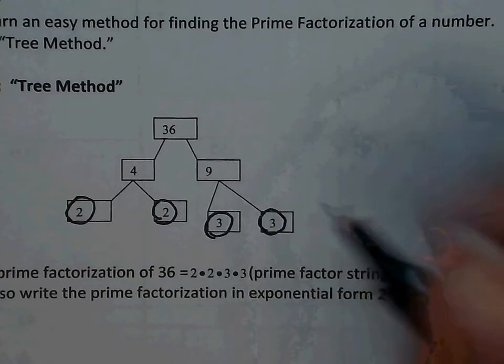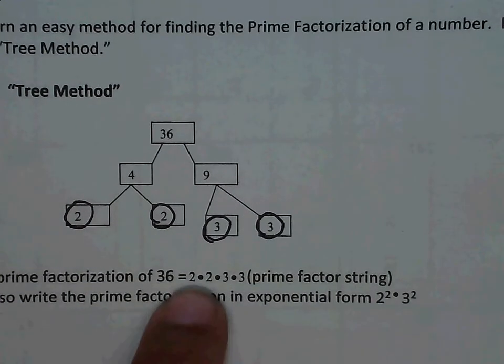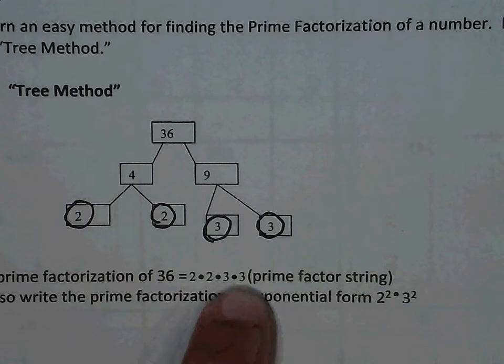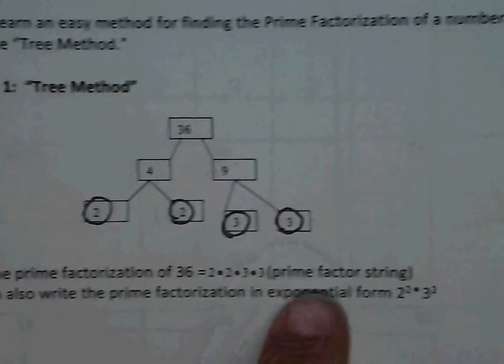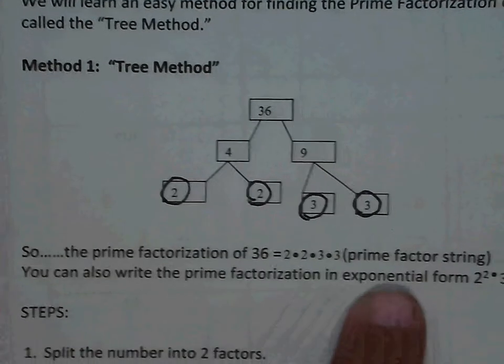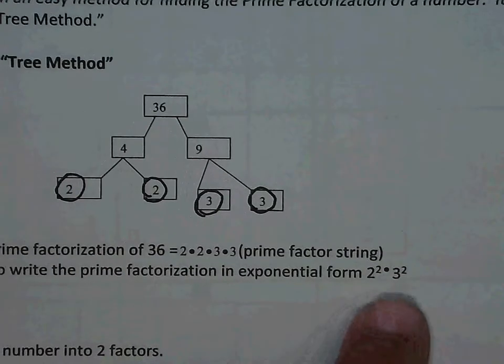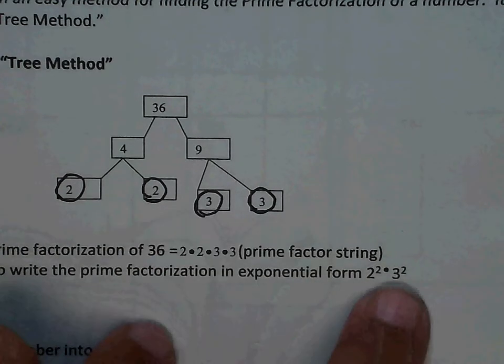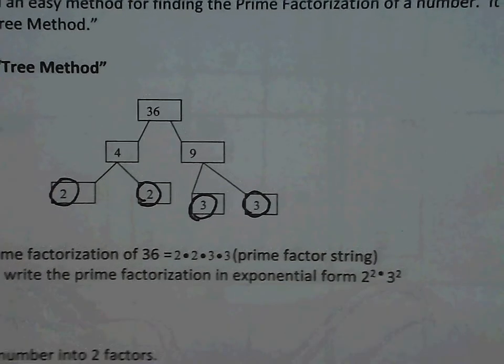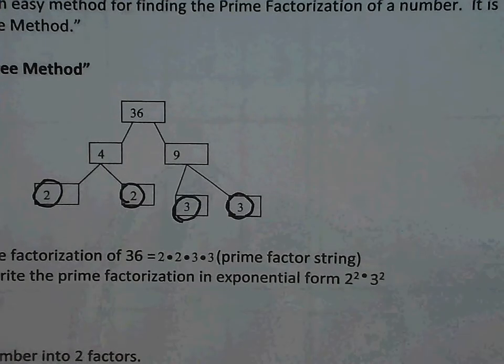Once you've broken it down, the prime factorization is 2 times 2 times 3 times 3. We can write this in exponential form, which you guys learned. If I've got two 2's, it's 2 to the second power. If I've got two 3's, it's 3 to the second power. Now, could I have done 36 a different way? Yes. So I'm going to show you another example of 36.